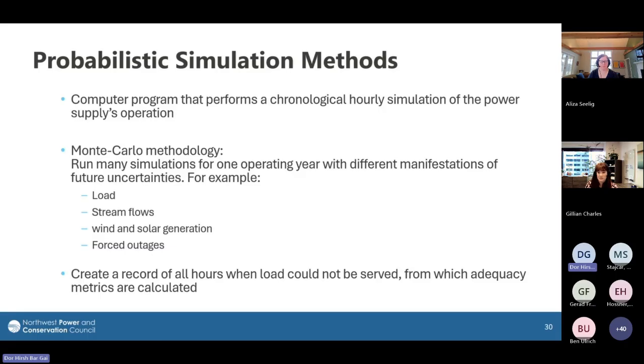You can run multiple iterations, whether of one operating year or different operating years, and you cycle through different uncertainties, different loads, stream flows, for example, wind and solar, forced outages. There could be several variables that are important for you that you cycle through. And to the question about where we get our distributions, when you run it thousands or hundreds or dozens of times, this is how you create the shortfall record to get the distributions from.